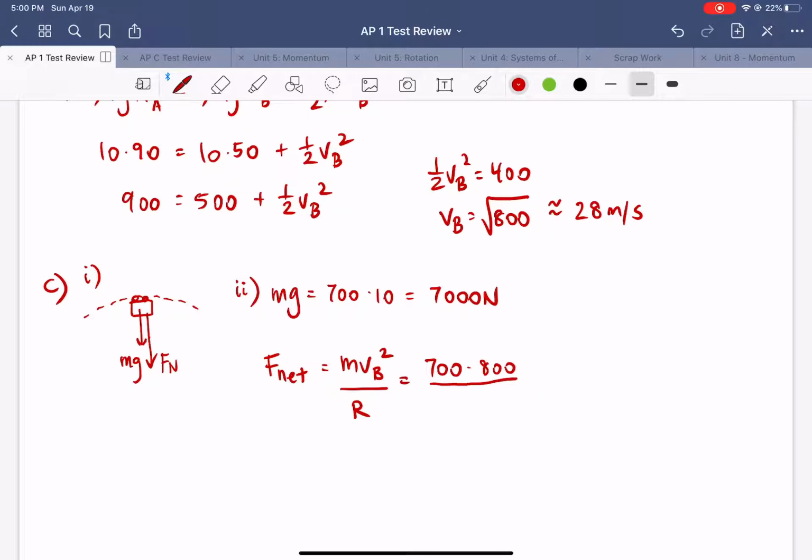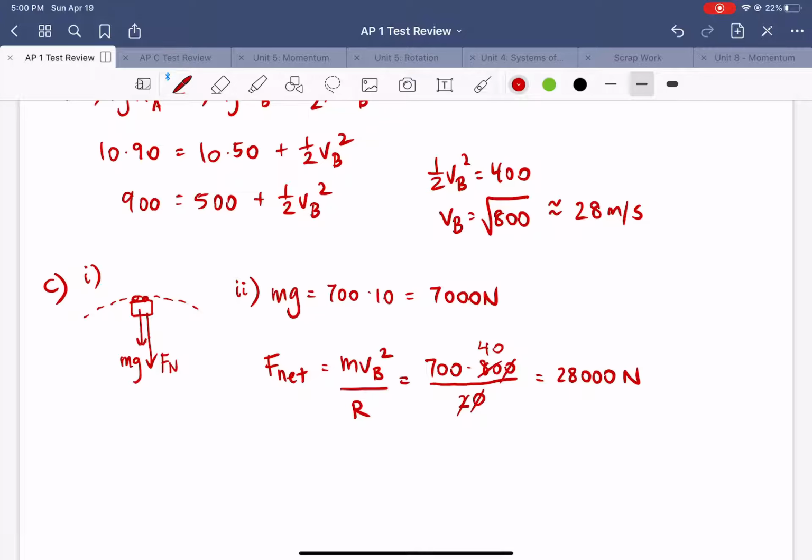And then the radius of this loop is 20 meters. All right, so let's see, we can cancel a factor of 10 here. We can actually cancel a factor of 2. Also, this becomes 40. So this simplifies down to about 28,000 newtons. So the net force must be 28,000 newtons straight down.